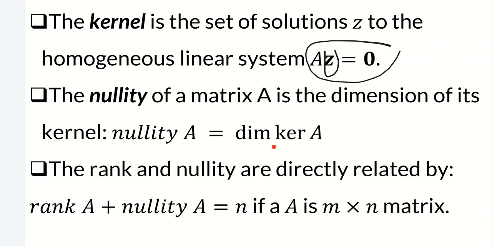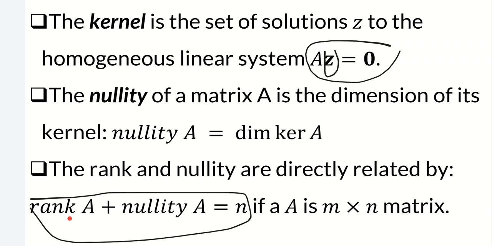And most of the time it's 1. But there's an important formula over here: when you add the rank to the nullity, you are supposed to get what? Your dimension, the column dimension, which is this n. You're supposed to get this n of the matrix, which is the column dimension of the matrix.